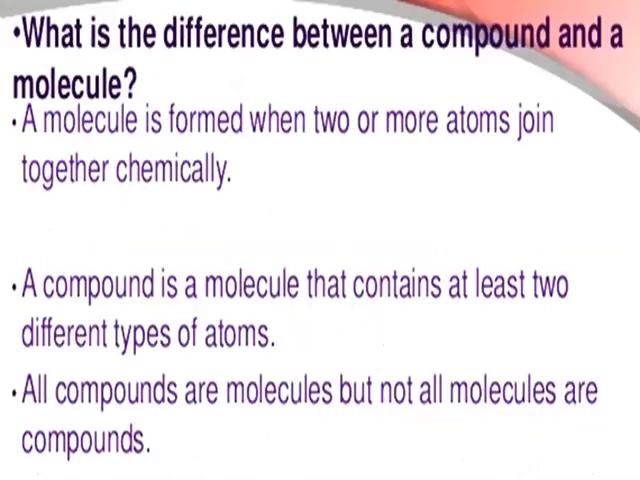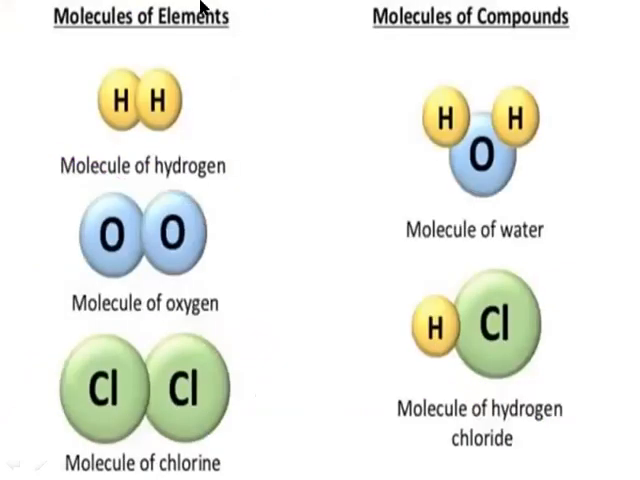What is the difference between a compound and a molecule? A molecule is formed when two or more atoms join together chemically by chemical bonds, whereas a compound is a molecule that contains at least two different types of atoms. So all compounds are molecules, but not all molecules are compounds. We therefore have molecules of elements and molecules of compounds.